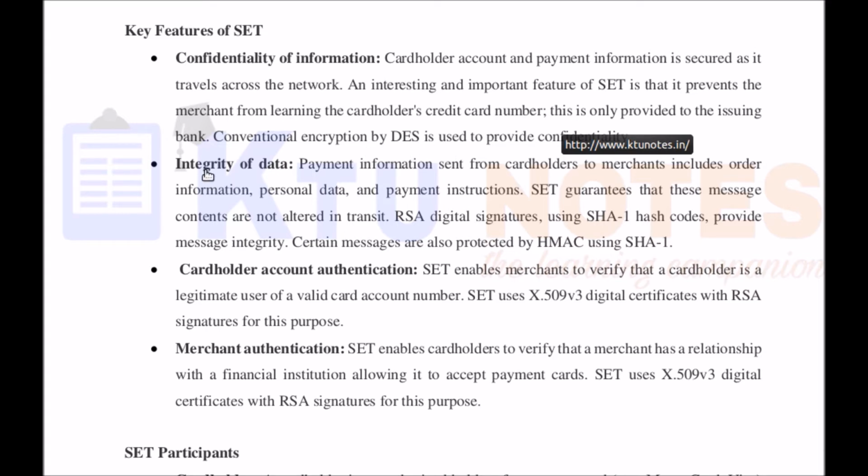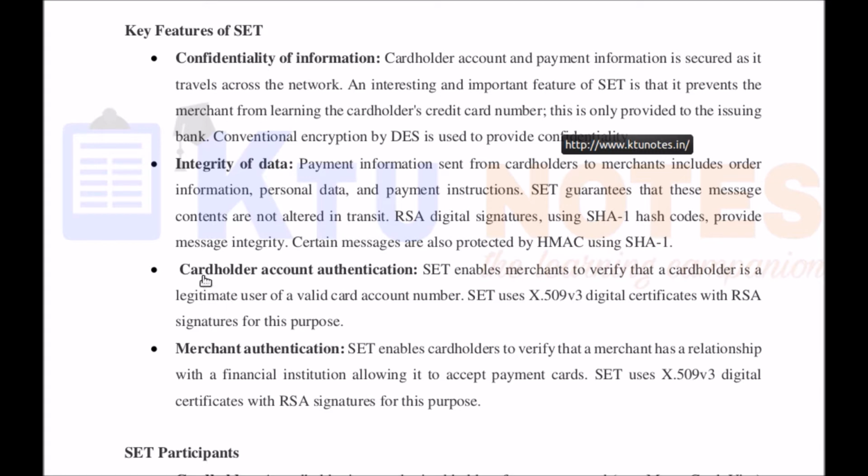Second one is integrity of data. Integrity says about unauthorized change in our data. So payment information sent from card holder to merchant includes order information, personal data, payment instruction. SET guarantees that these message contents are not altered during the transit over the internet. This is implemented using RSA digital signature using SHA-1 hash codes.